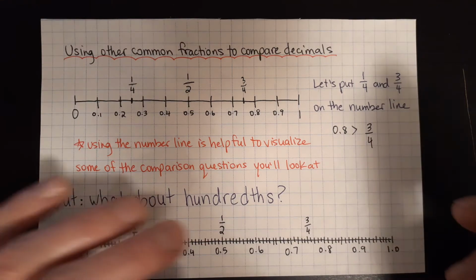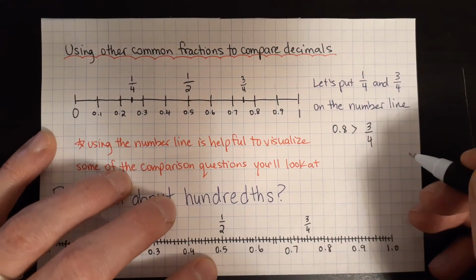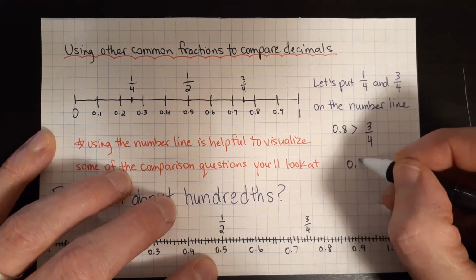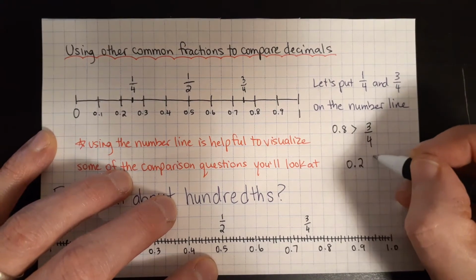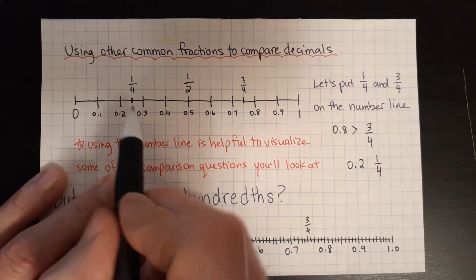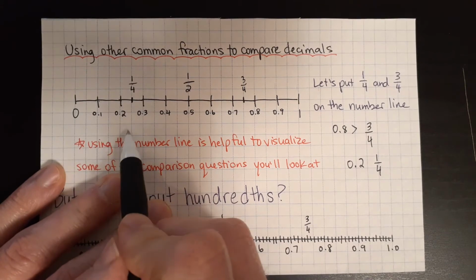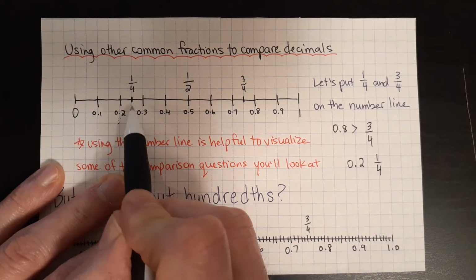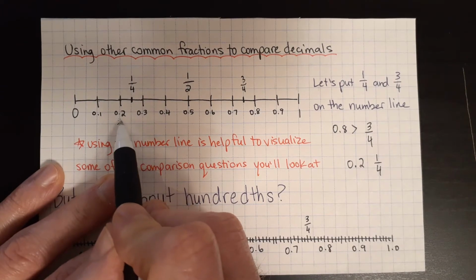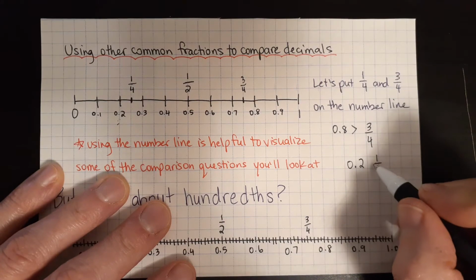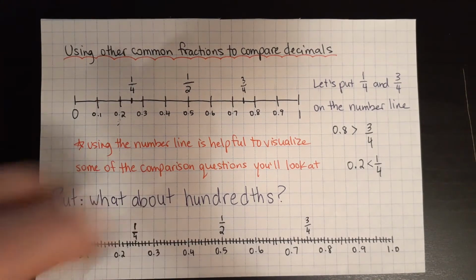Likewise, let's say I had 0.2 and 1/4, and I wanted to figure out which one was bigger. I could again look at my number line here and say, well, 0.2 is further to the left than 1/4. And if a number is further to the left on a number line, that means it's smaller. And so here I would say that 0.2 is less than 1/4.